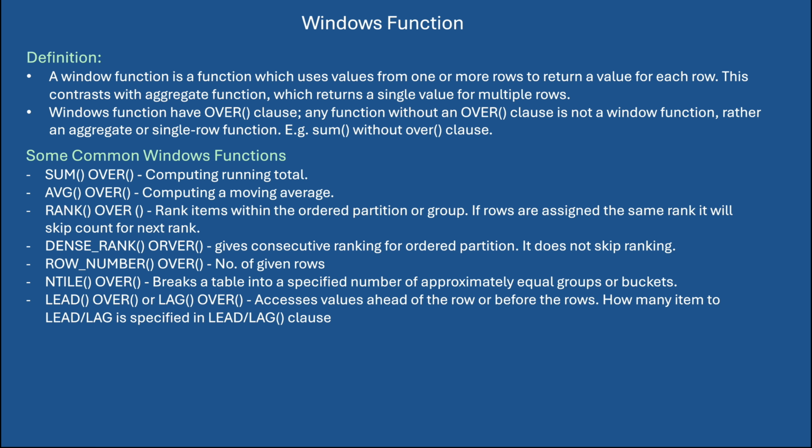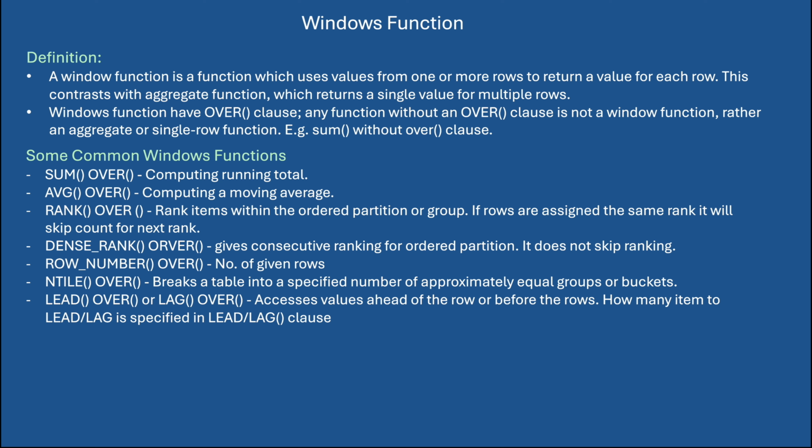Some of the common window functions are SUM OVER, which is used for computing running totals, and AVG OVER, for computing moving averages. RANK OVER ranks items within the order or group. If rows are assigned the same rank, it will skip the count for the next rank. DENSE_RANK OVER is similar to ranking, but it gives consecutive ranking for the order. It does not skip ranking, so the ranking will be continuous, whereas in the case of RANK, the ranking will be skipped.